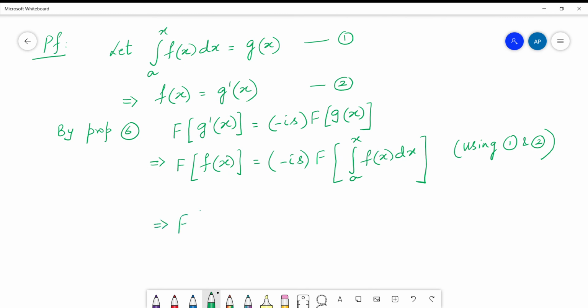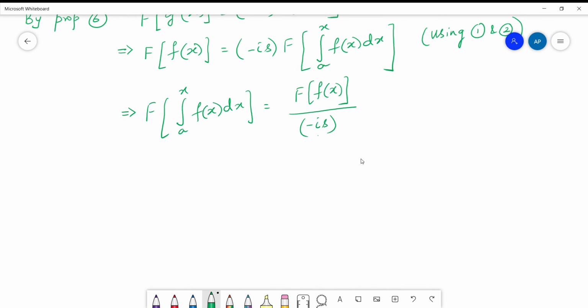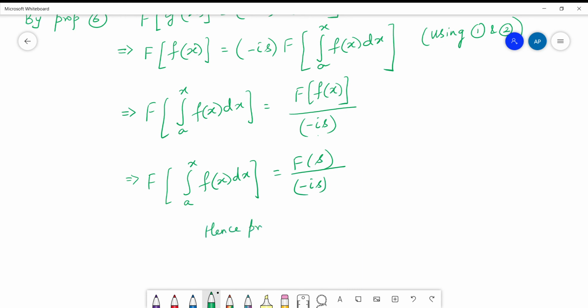Finally, keeping Fourier of integral a to x f of x dx on one side, we can now write it as Fourier of f of x divided by minus is. And what is Fourier of f of x? Fourier of f of x is f of s. So therefore, we have proved the theorem that the Fourier transform of integral a to x f of x dx is f of s divided by minus is. So very simple proof that we have here, and hence we have proved the respective result.